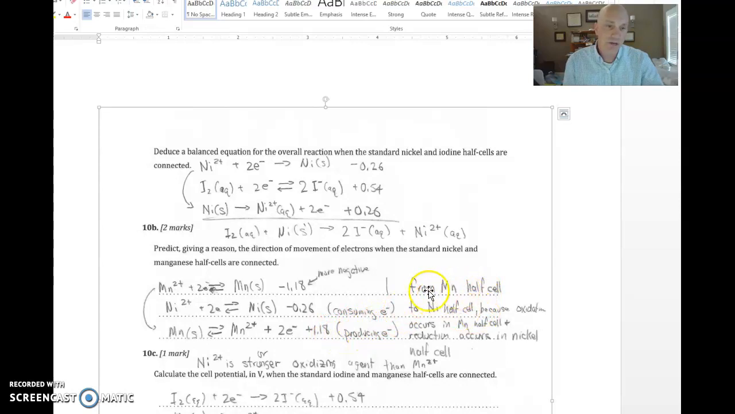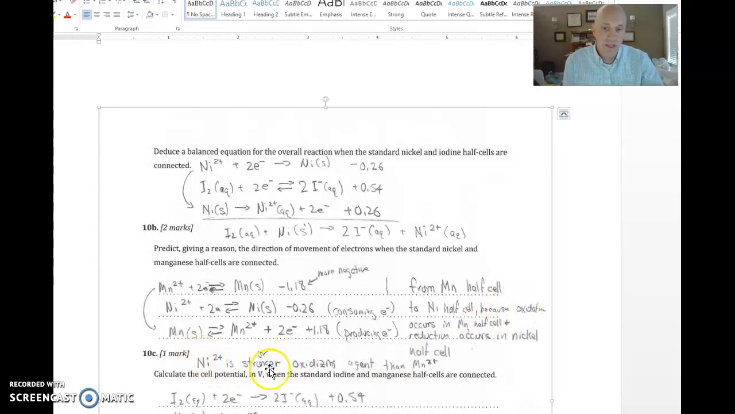And so the way I would answer it is just to say it would flow from the manganese half cell to the nickel half cell, because the oxidation occurs in the manganese half cell, which is shown here, and reduction occurs in the nickel half cell. All right, and I think that would explain, assuming someone understands that oxidation means that electrons are going to be produced as part of that process, would make sense.